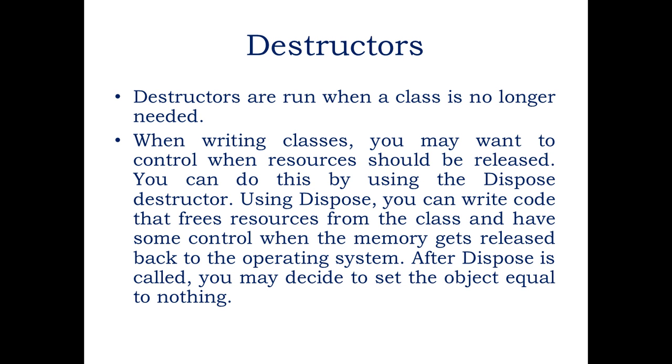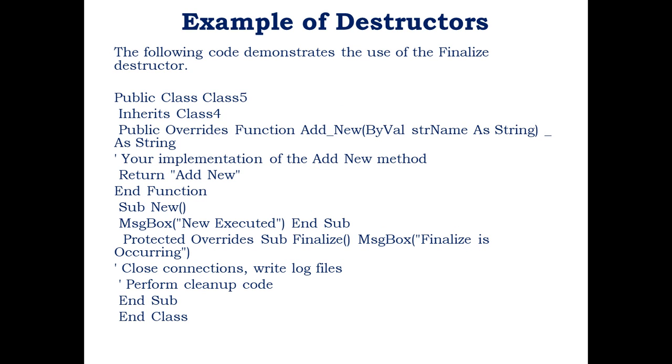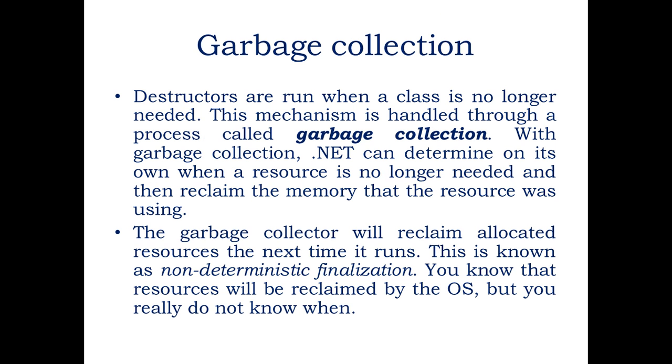Destructors. Destructors run when a class is no longer needed. When writing a class, you may want to control when resources are released. You can do this by using the Dispose destructor. Using Dispose, you can write code that frees resources from the class and have some control over when the memory gets released back to the operating system. After Dispose is called, you may decide to set the object equal to Nothing. The example of a destructor is Class 5, showing how to close all the types of connection.